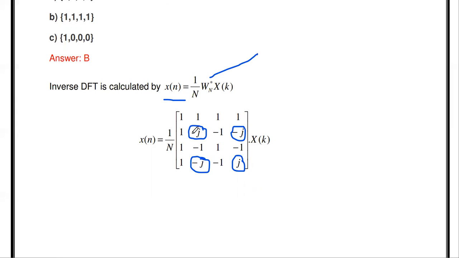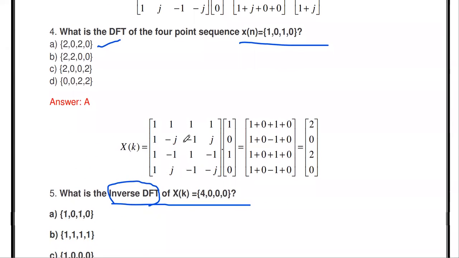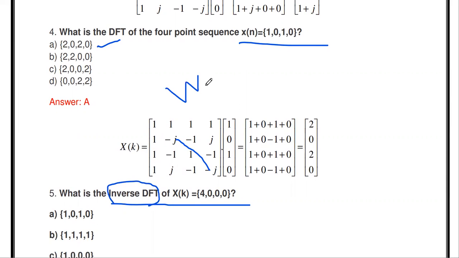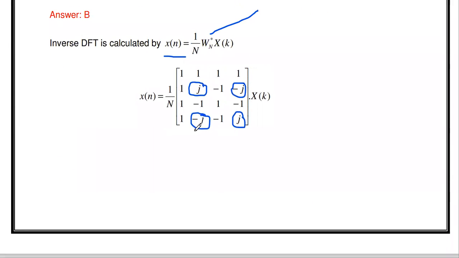So what is the difference in this Wn complex conjugate matrix? In the Wn matrix, these two values are minus j and these two values are plus j, as in the previous problem. But here we are using the Wn complex conjugate matrix. So here the minus j is replaced by plus j, and these two diagonal plus j values are replaced by minus j.